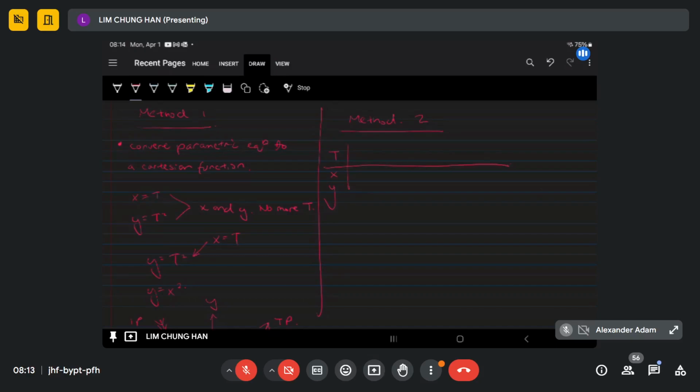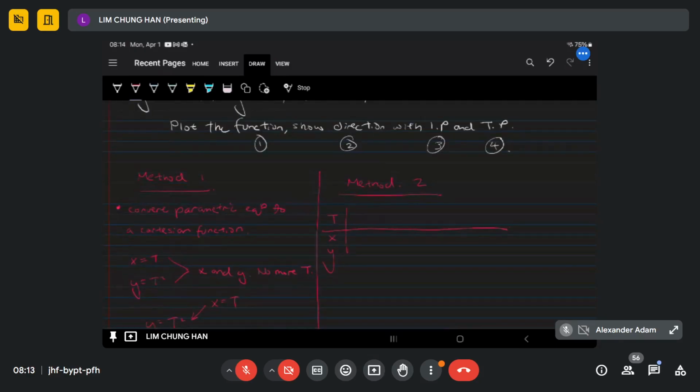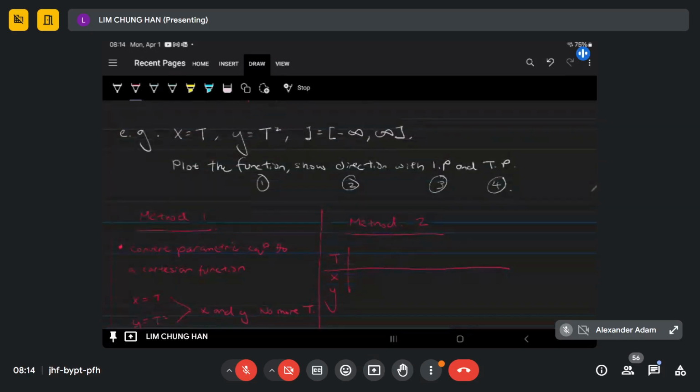So we can try t. T is your interval. It goes from negative infinity to positive infinity. So you can try negative infinity. What's a good negative infinity number? Let's say negative 1000. So you're going to get an x and y value. I don't know how much you can calculate.